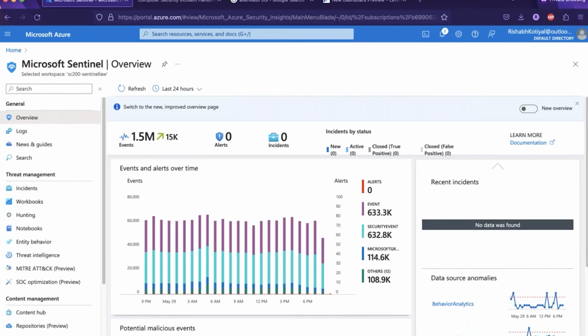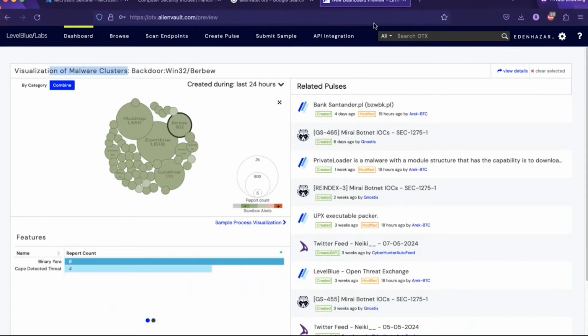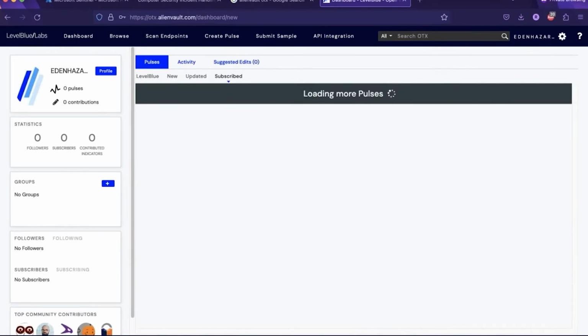Now, one thing I found very hard: earlier it was very easy to include this Alien Vault OTX into Sentinel. Now it has changed a few things. I hope that soon it will work more elegantly again.